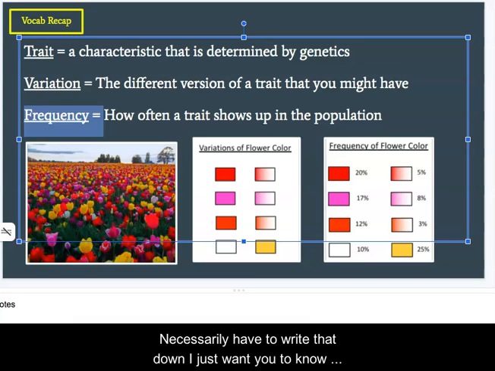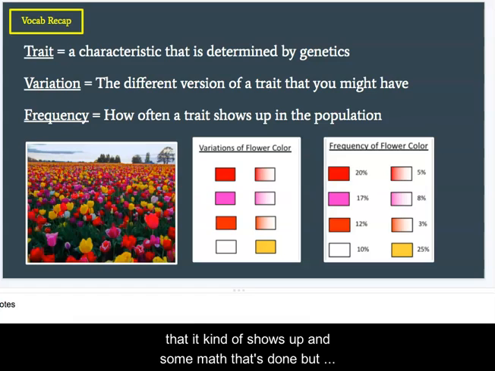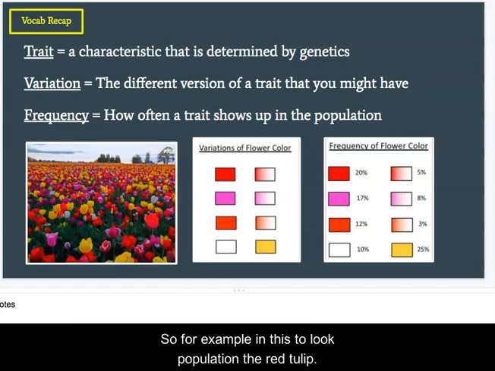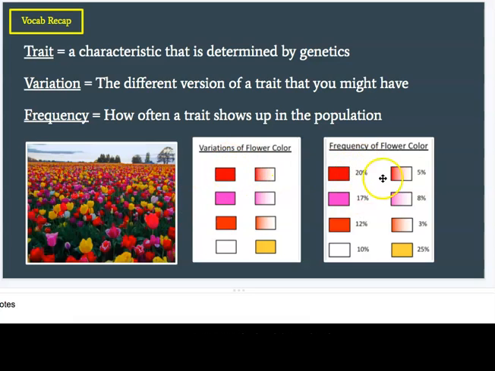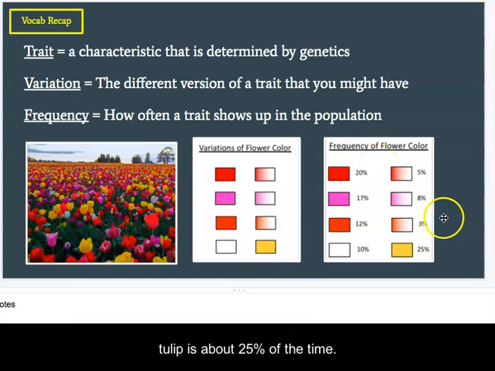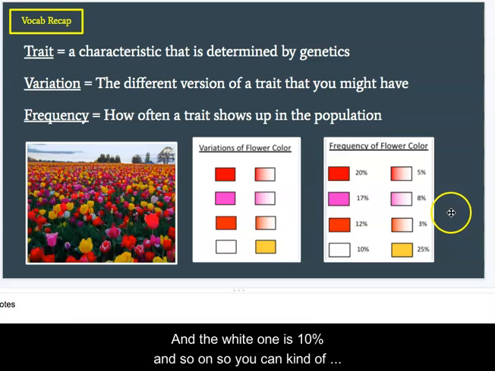You don't necessarily have to write that down. I just want you to know that it shows up in some math that's done. But frequency is how often the trait shows up in a population. So, for example, in this tulip population, the red tulip shows up about 20% of the time, whereas the yellow tulip is about 25% of the time. And the white one is 10%, and so on.